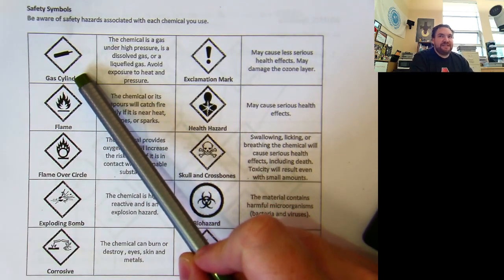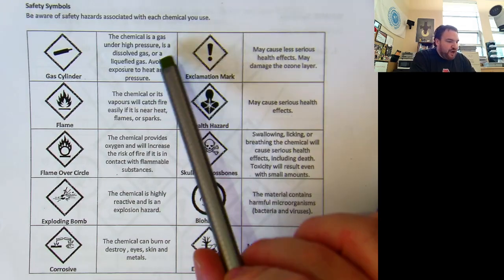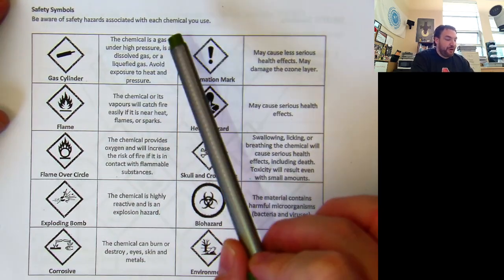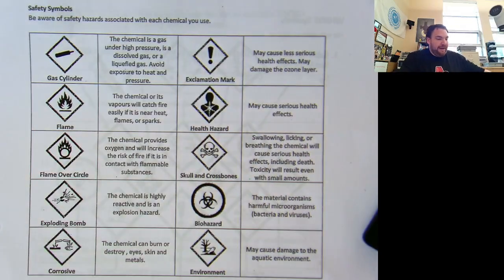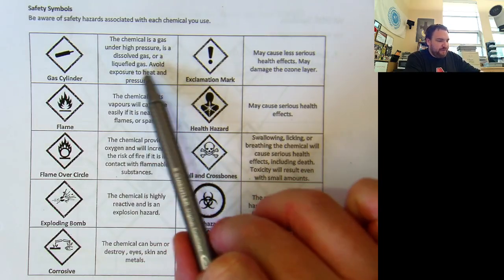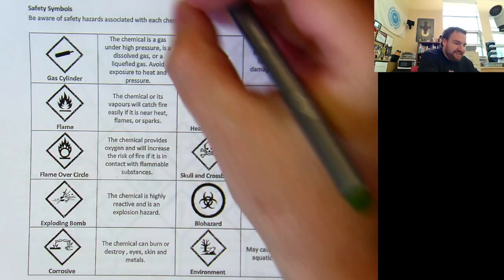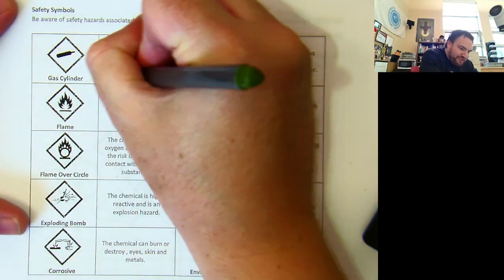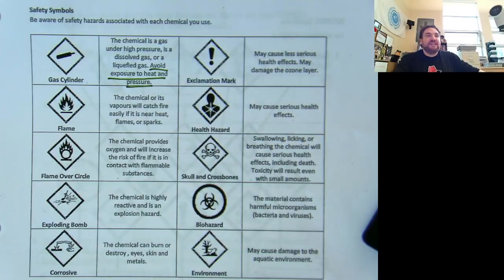Generally speaking, the gas cylinders mean that whatever you've got is under pressure, and anything that's under pressure can do what? What's the danger with things being under pressure? Explode. So anything that's under pressure, it's a dissolved gas or a liquefied gas. The reason we avoid exposure to heat or pressure is because these things will explode given sufficient heat and temperature. And it depends what the thing is.